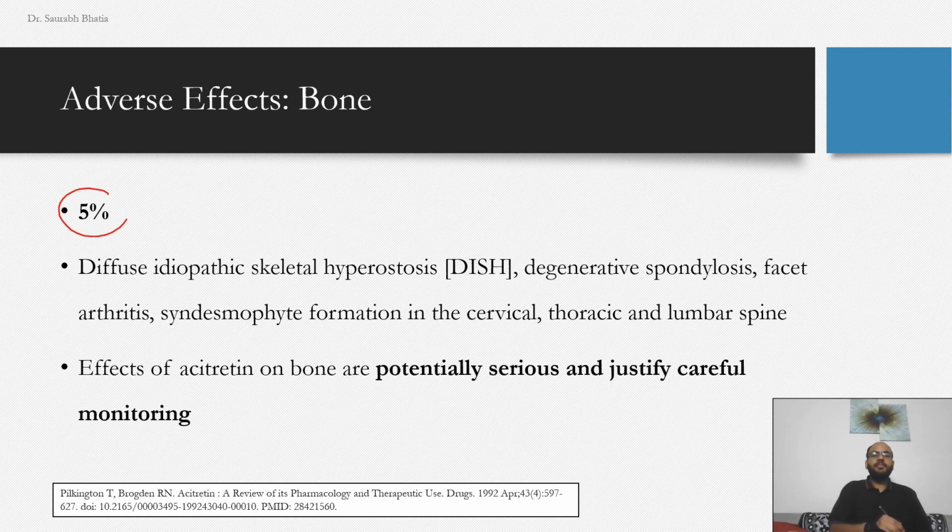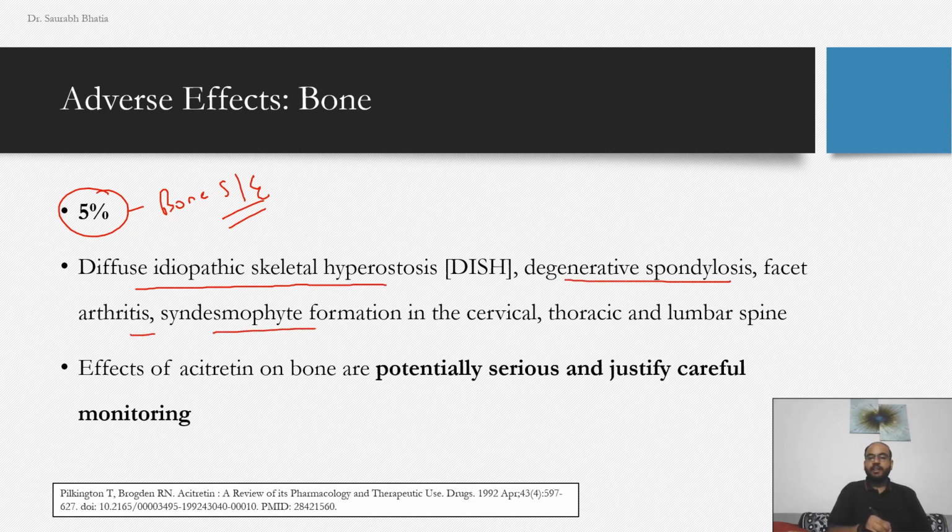About 5% of patients can have bone-related side effects. These side effects include diffuse idiopathic skeletal hyperostosis, degenerative spondylosis, arthritis, and syndesmophyte formation in the cervical, thoracic, and lumbar regions. Effects of acitretin on bone can be potentially serious and justify careful monitoring. That means keep on monitoring.